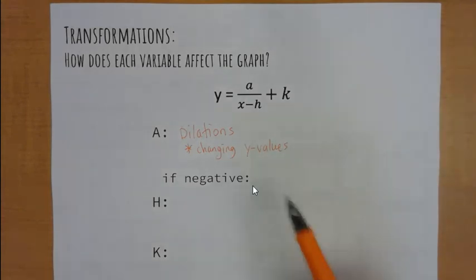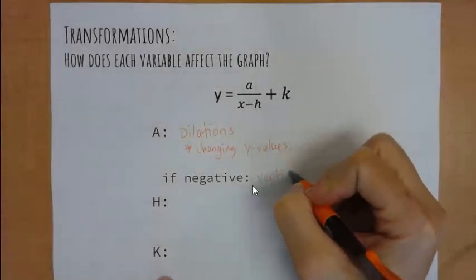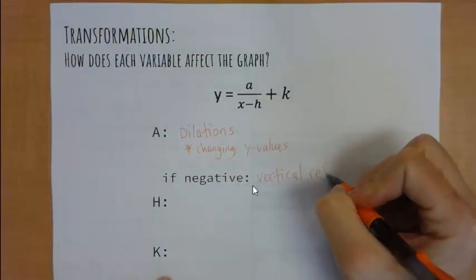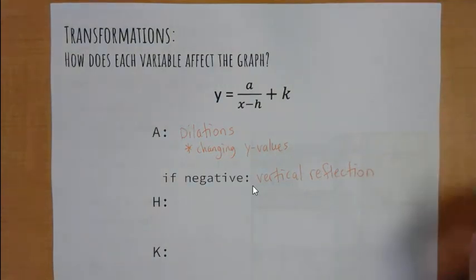If we have a negative a value, that means we are going to have a vertical reflection, just like we saw with quadratics and square roots. That's going to cause it to flip upside down if it is negative.